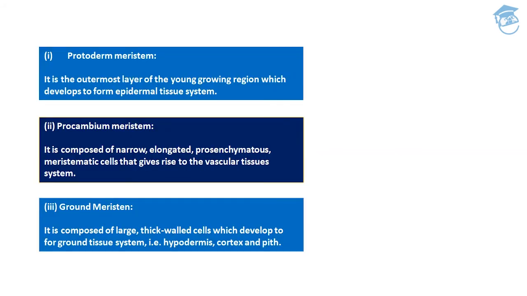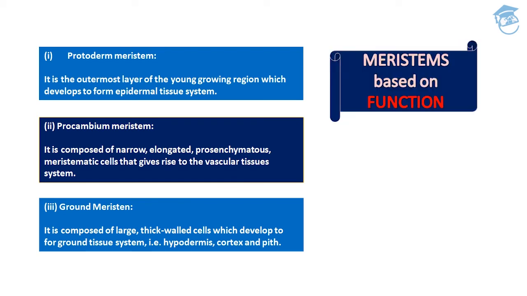Okay, so protoderm meristem is the outermost layer of the young growing region, which develops to form the epidermal tissue system. I have already taught you. And then comes procambium meristem. It is composed of elongated meristematic cells that give rise to vascular tissue systems such as xylem and phloem. Then comes ground meristem. It is composed of large thick walled cells which develop to form ground tissue systems such as hypodermis, pith and cortex. So this is meristem based on function: protoderm meristem, procambium meristem and ground meristem.